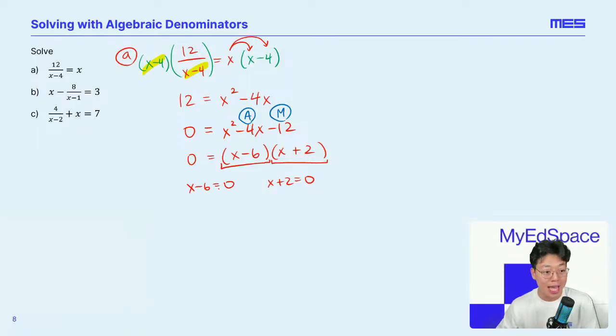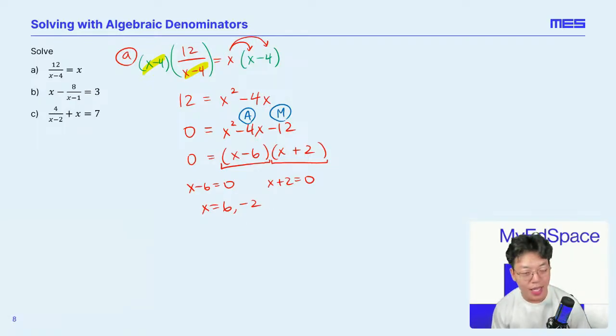X minus 6 can be 0, and x plus 2 can be 0. Because if either of these are true, we don't care what the other term is going to be, because anything times 0 is 0. That's how we get x is equal to 6 or negative 2. And either of these work for this problem. We can always check.